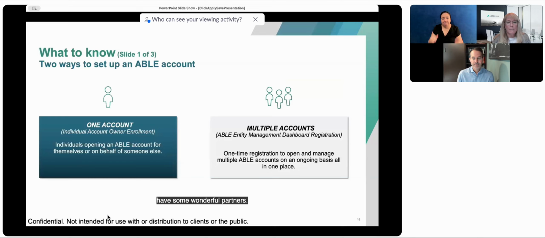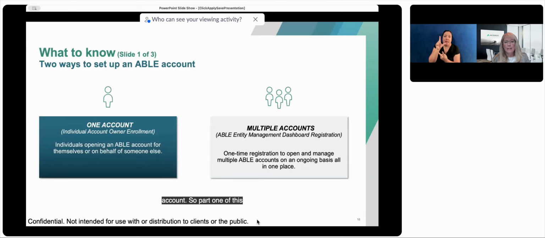So it's really important to talk about the two ways to set up an ABLE account. So part one of this series, we're going to take a look on the left-hand side, the individual account owner enrollment. Part two is coming up in July, so that's opening multiple accounts all under one login. So today's focus is on that left-hand side, and it's all about that one account enrollment.